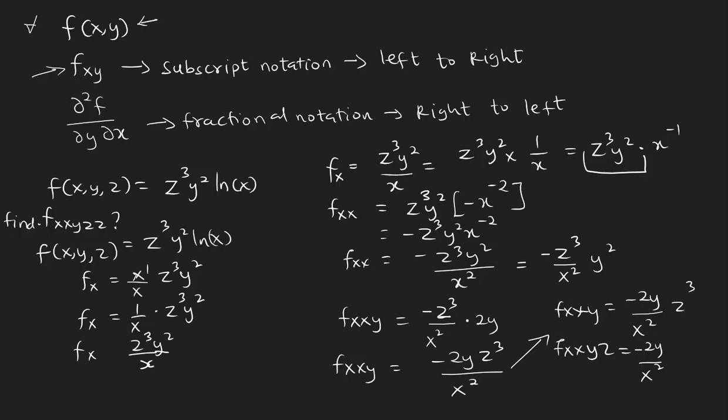Now let's differentiate z cubed. Sorry, we're differentiating z cubed, not z squared. That will give us 3z squared. So simplifying this, we're going to have minus 6yz squared divided by x squared, right? Okay, so now let's differentiate this with respect to z again. So I'll go ahead and free up some space.